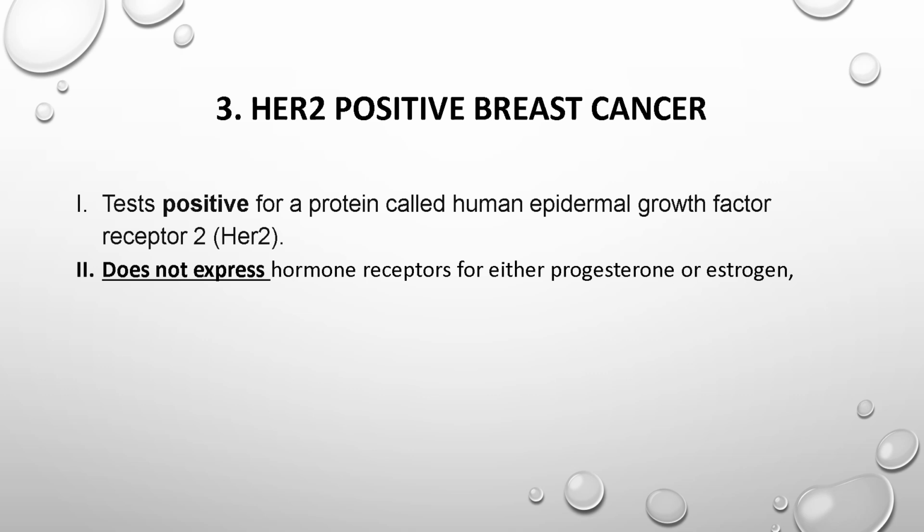The third one is what we call the HER2 positive breast cancer. This one, it tests positive for protein called human epidermal growth factor receptor 2, and it does not express hormone receptors for either progesterone or estrogen.